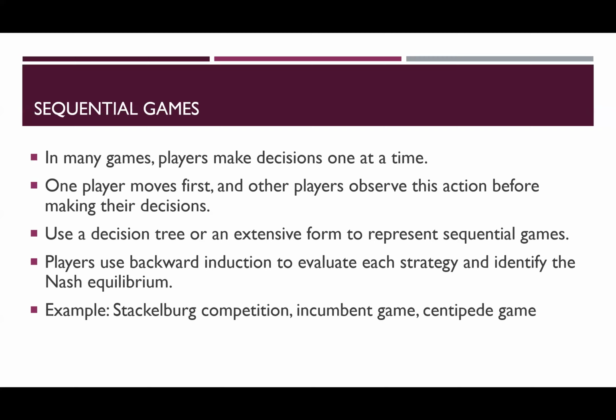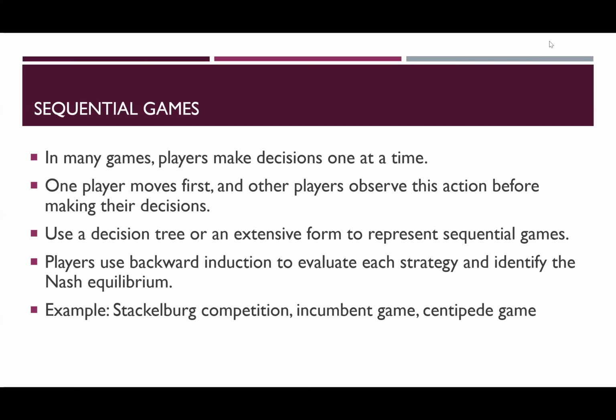And now we're going to turn to sequential games in more detail. We've already looked at sequential games a little bit with the centipede game. But again, in sequential games, players make decisions one at a time. So player one goes first and then player two goes, whereas in simultaneous games, they move at the same time. So there's going to be one move, then the other, like chess or checkers, where player one goes first and then player two responds.